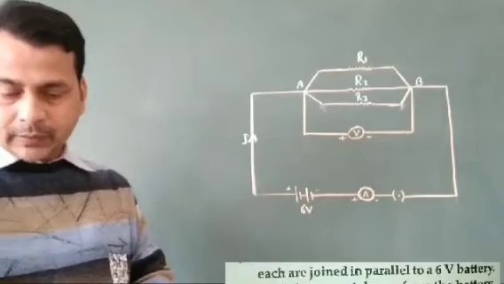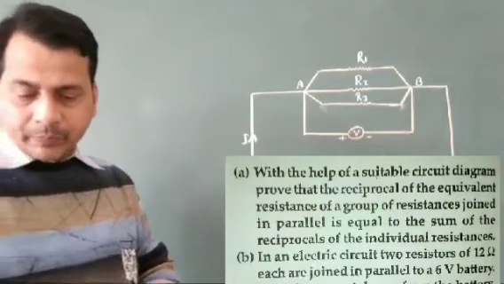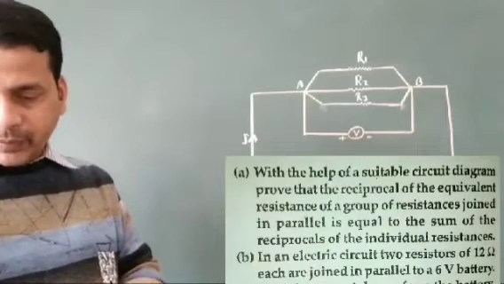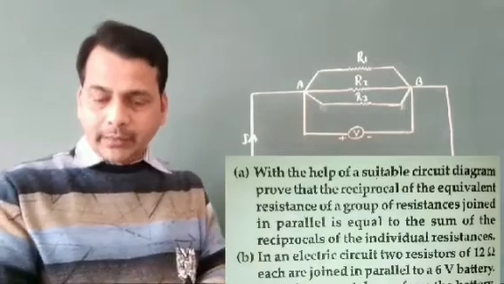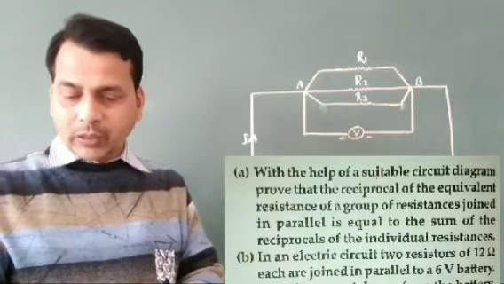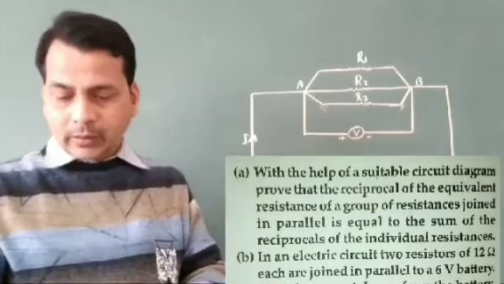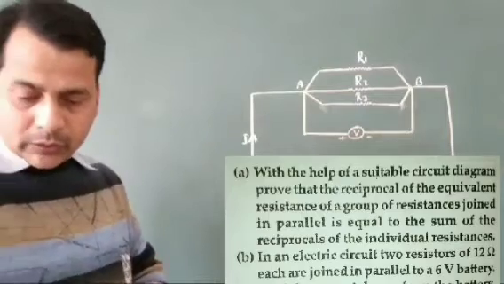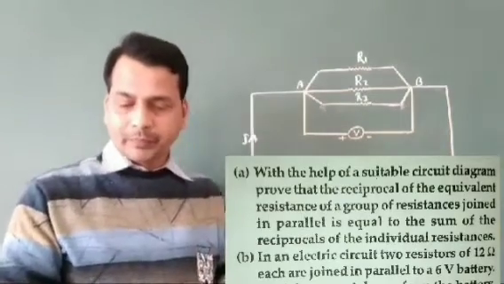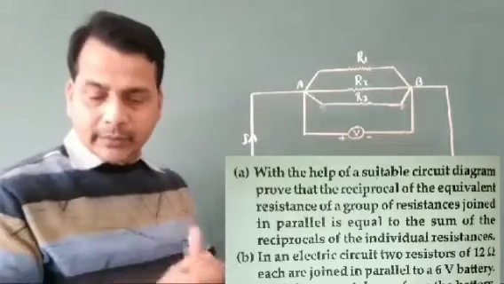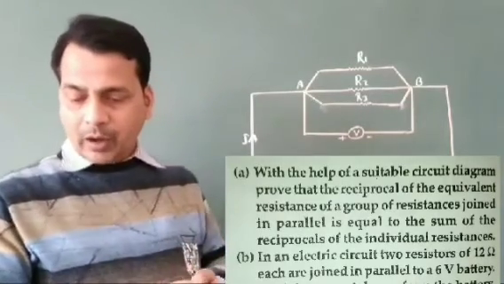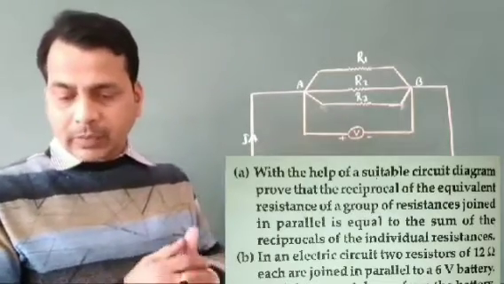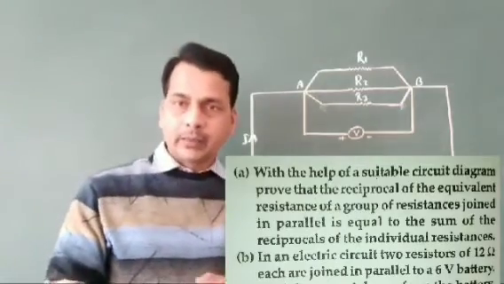With the help of a suitable circuit diagram, prove that the reciprocal of the equivalent resistance of a group of resistances joined in parallel is equal to the sum of the reciprocals of the individual resistances. So according to this question, with the help of a suitable circuit diagram, prove that the reciprocal of the equivalent resistance of a group of resistances joined in parallel is equal to the sum of the reciprocals of the individual resistances.